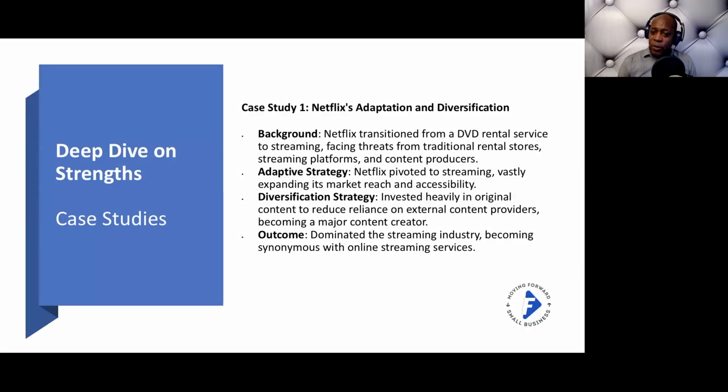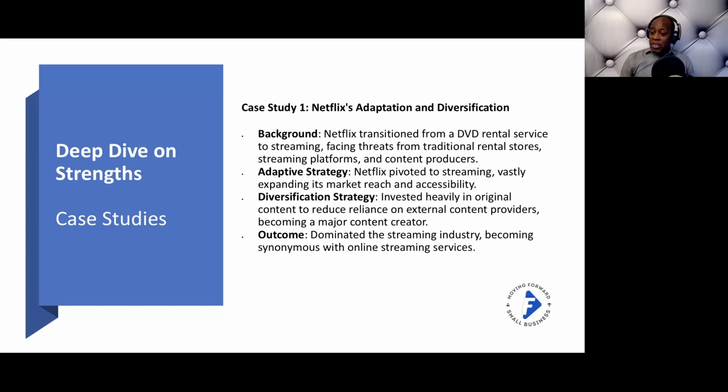So here's the background. Netflix transitioned from a DVD rental service to streaming, facing threats from traditional rental stores, streaming platforms, and content producers. Then, here was their adaptive strategy. Netflix pivoted again to streaming, vastly expanding their market reach and accessibility. And then diversification came in. So here's their diversification strategy. They started to invest heavily in original content to reduce reliance on external content providers, becoming a major content creator.